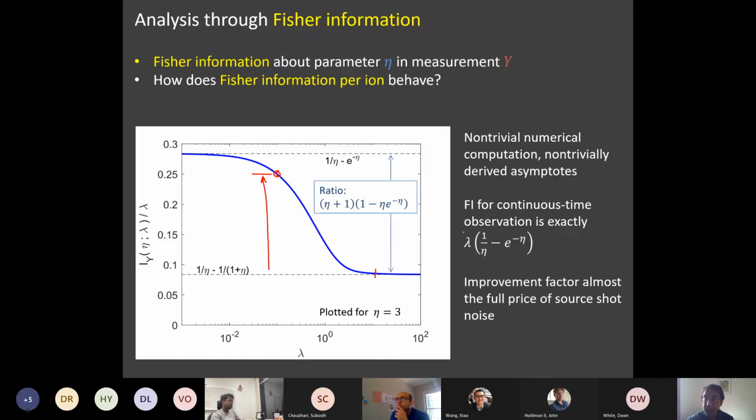Now, if I look at those asymptotes, the factor that separates them is the improvement factor that I can hope to get from time resolved sensing. And that improvement factor is pretty similar to the eta plus 1 factor that we saw as being the price of source shot noise.